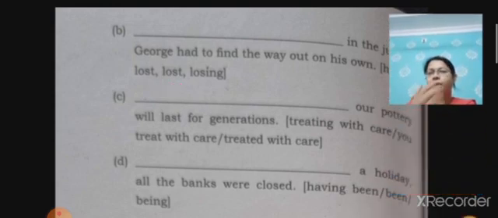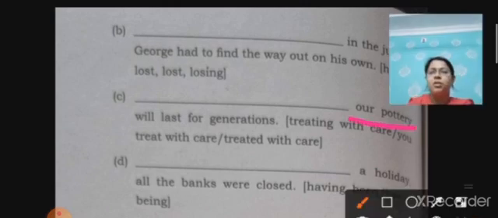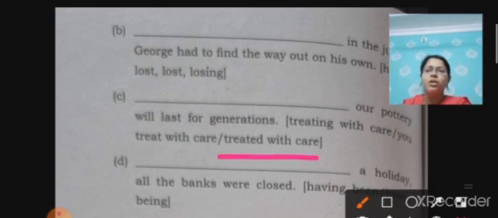Let's see the next one. Dash, our pottery will last for generations. Now here students, you need to understand कि हर एक के अंदर हम लोग present participle नहीं लगा सकते हैं. It depends on the sentence कि हम इसके अंदर present participle लगाए या past participle. अभी जैसे इसके अंदर हमारा जो subject है वो same है और वो क्या है? Pottery, right? So our pottery, if our pottery is treated with care, it will last for generations, right? So यहाँ पे हम जो आंसर में लिखेंगे या जो हमारा participle clause होगा वो होगा treated with care. Okay, treated with care, our pottery will last for generations.